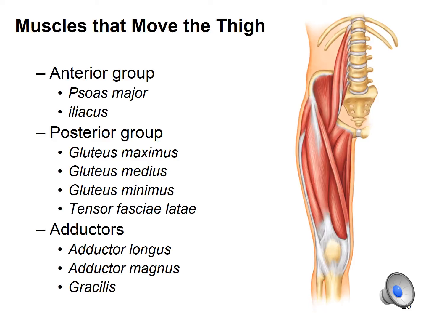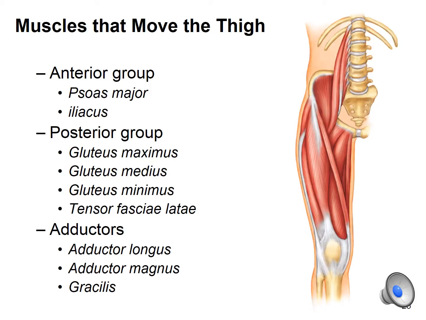Okay, so muscles that move the thigh. Again, we have flexors and extensors. In the anterior group, we have your psoas major and your iliacus. In your posterior group, you have your gluteus maximus, your gluteus medius, your gluteus minimus, and your tensor fasciae latae. In your adductors, you have your adductor longus, your adductor magnus, and your gracilis. The psoas is an important one to know because it's crossing that hip.